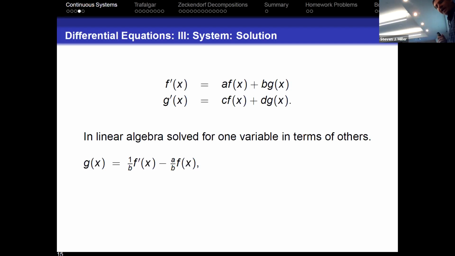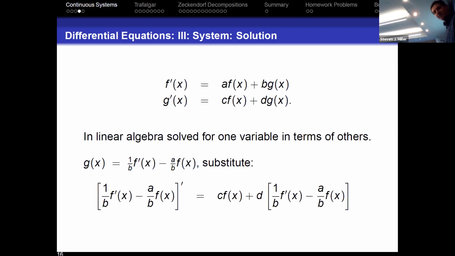What am I assuming right now? B does not equal 0. So I'm assuming B does not equal 0, and it generally does depend on both of them. And now that I have an equation for G, I can take the derivative of that, and the derivative is equal to something times F plus all that other stuff. And now everything only involves F.